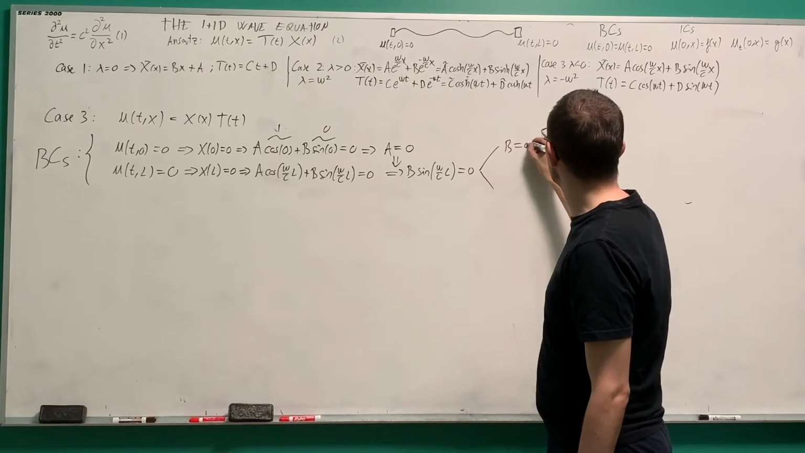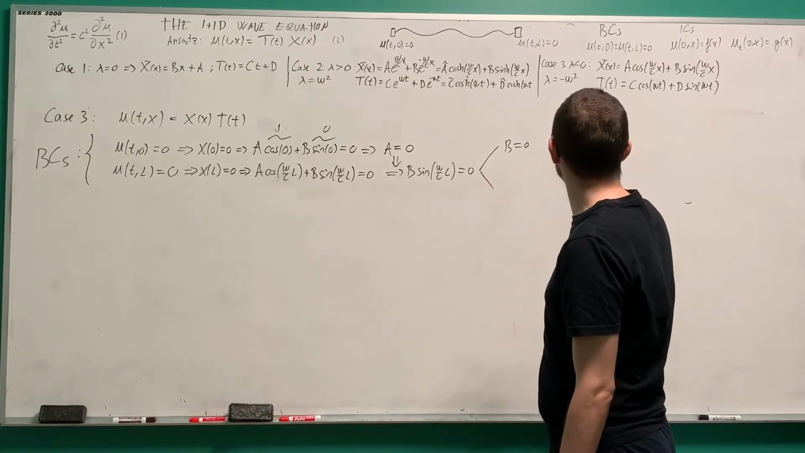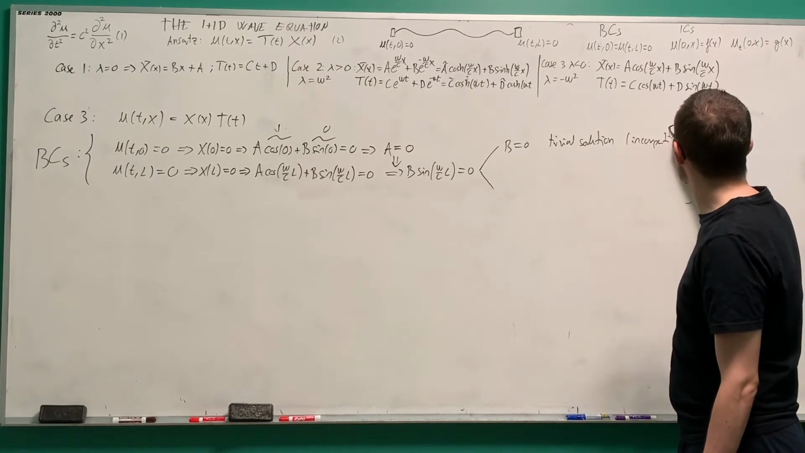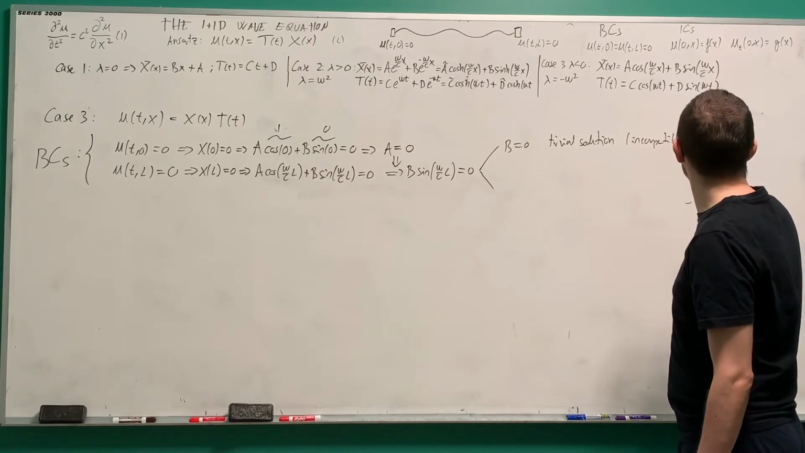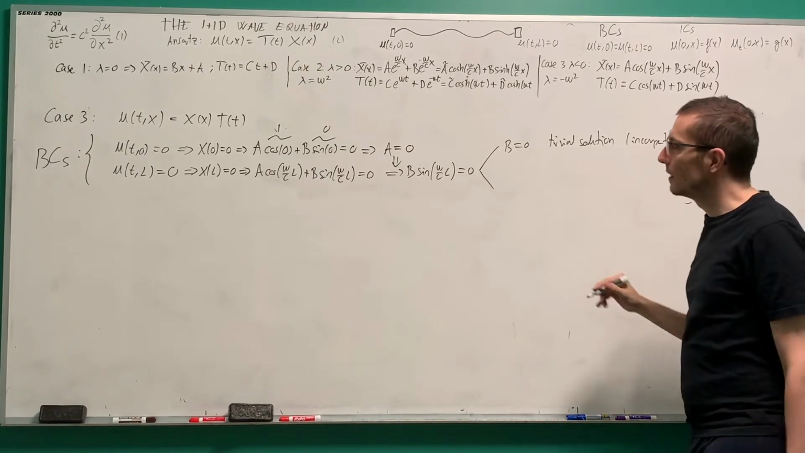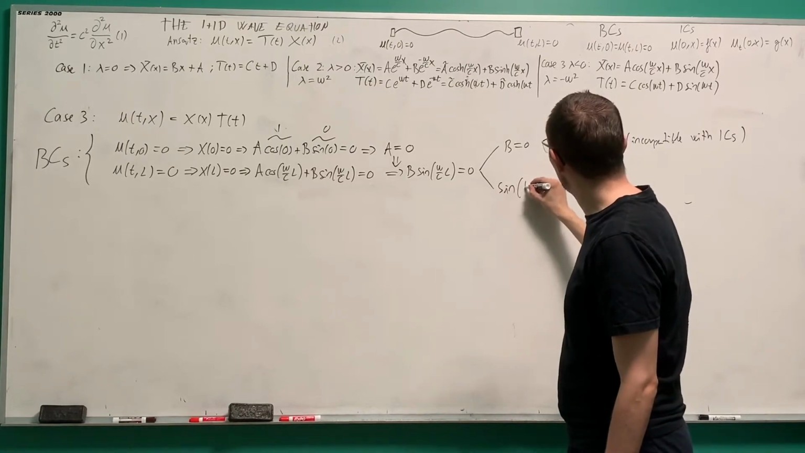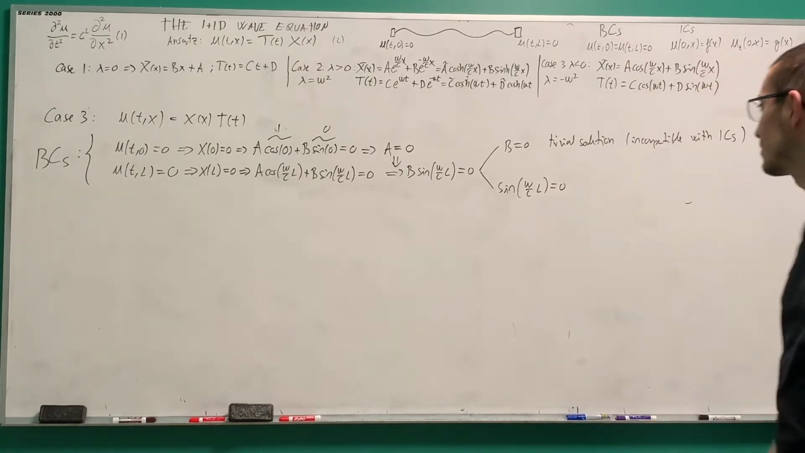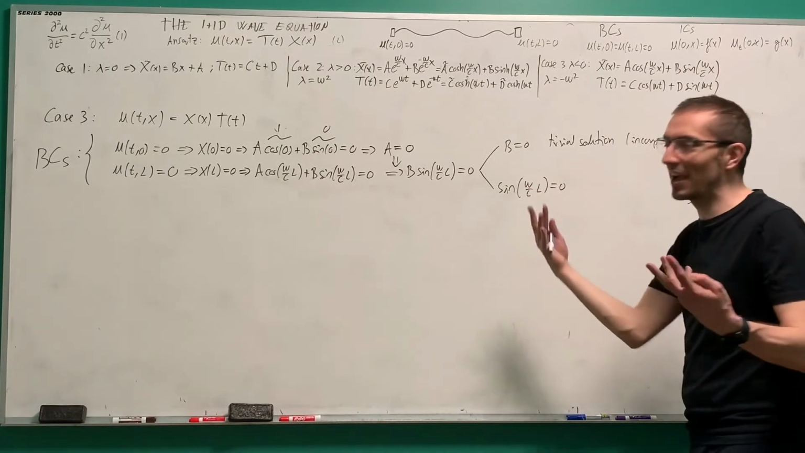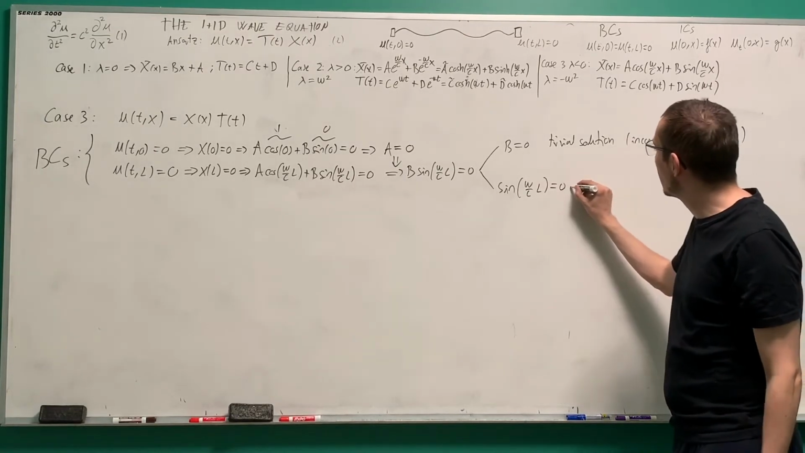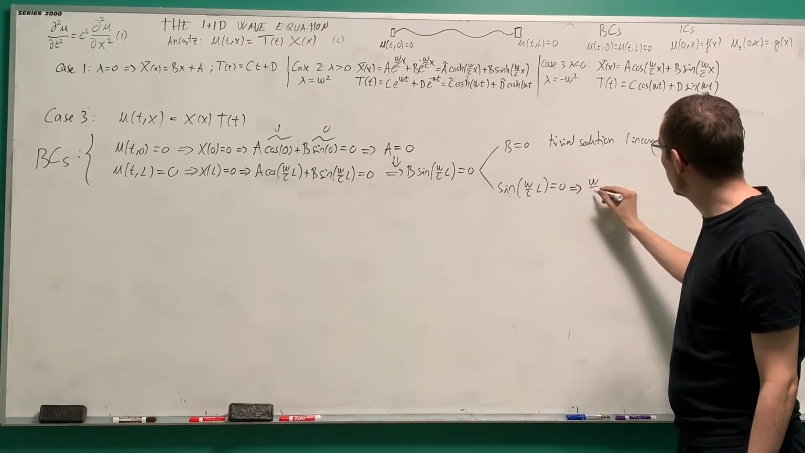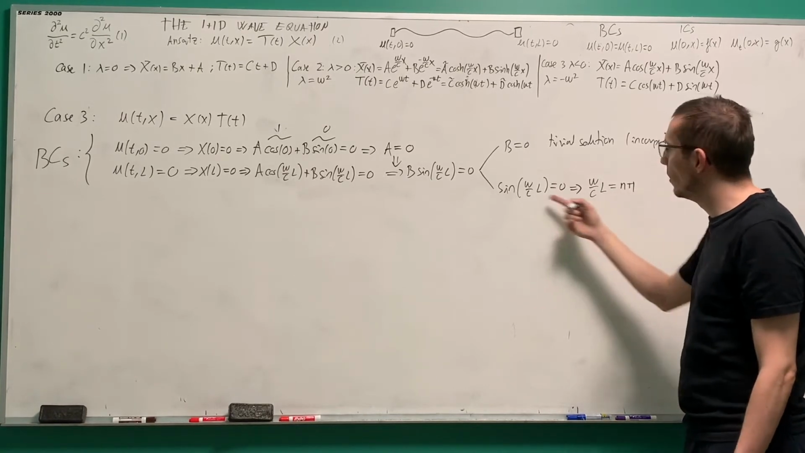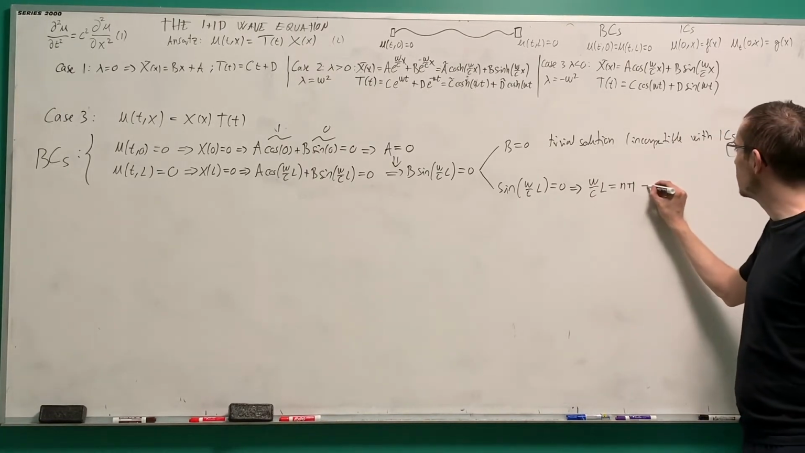Several options. It could be that B is equal to 0, but that gives me the trivial solution, which is incompatible with any non-trivial initial conditions. The other option is that the sine of omega over C L is equal to 0, and that gives me an infinite number of solutions. Remember, that allows me to compute the eigenvalues, the omegas here. Any values of omega for which omega over C times L equals n pi will cancel the sine. Wonderful, so that gives me an infinite number of omegas.